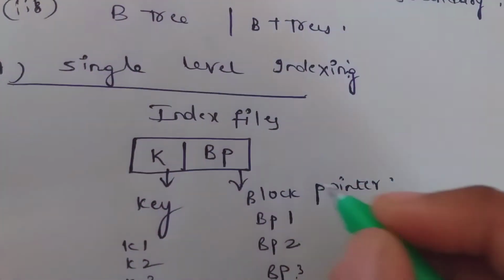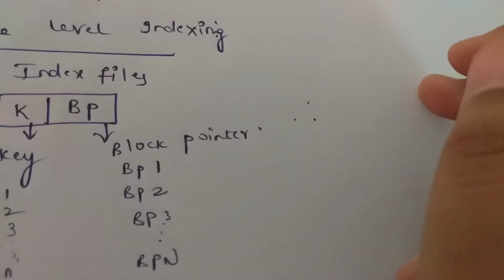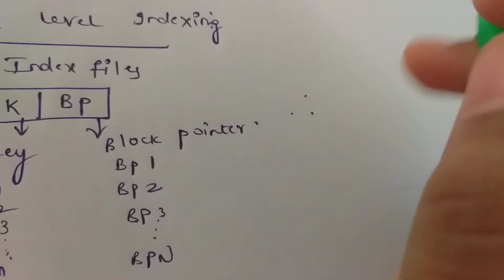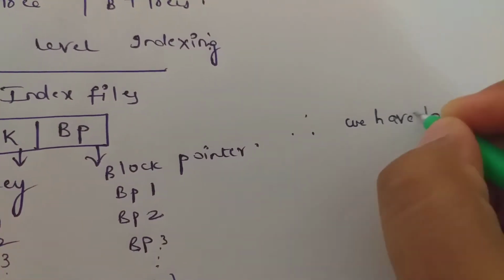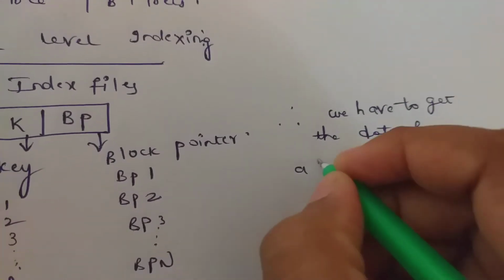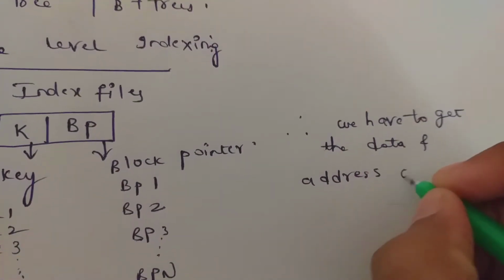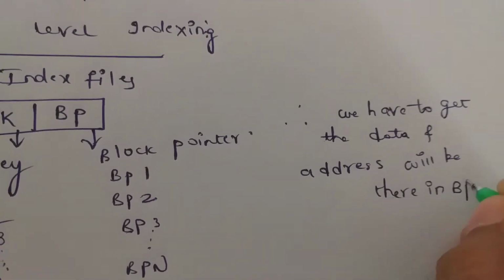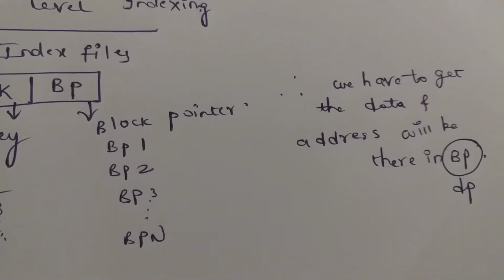What is the use of block pointer? The address of the data will be in the block pointer. We have to get the data, and the address will be there in the block pointer. Block pointer is also called a data pointer.